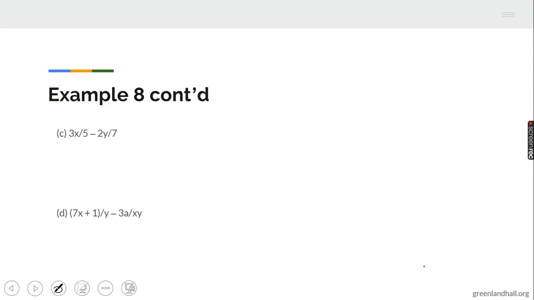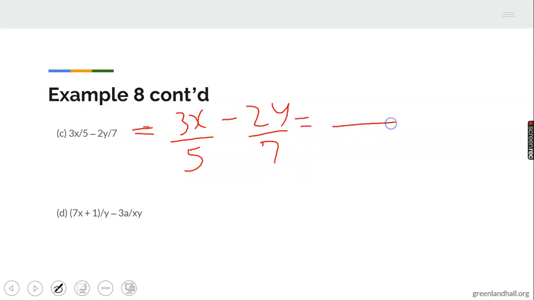Okay, let's look at this other one. We have 3x over 5 minus 2y over 7. What is the LCM? 35. This will be 21x minus, this will be 5 minus 10y. So this is x, this is y. You can't do anything, you just leave it like that.